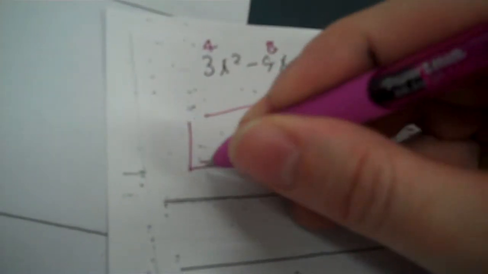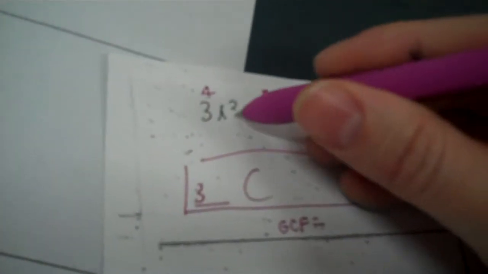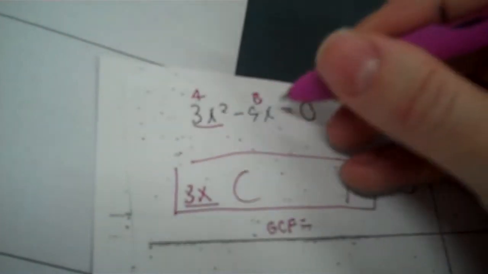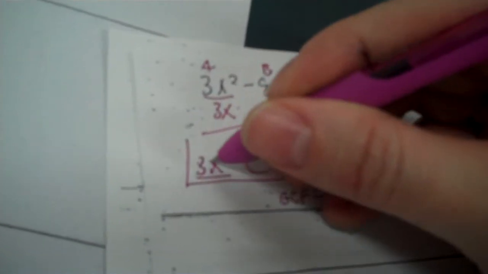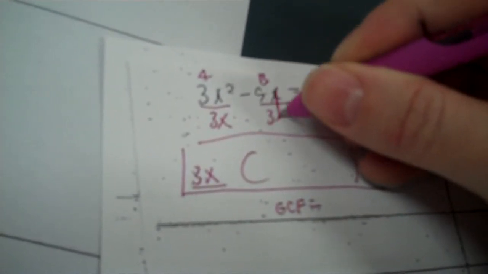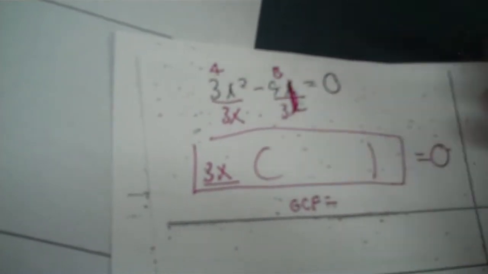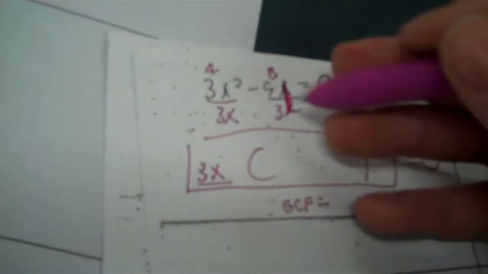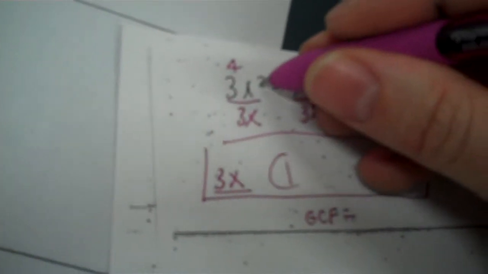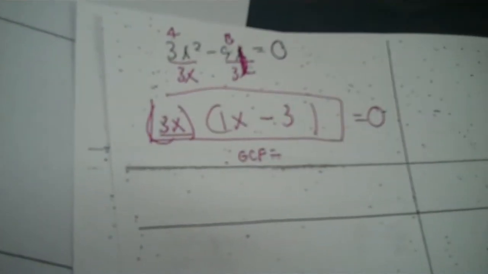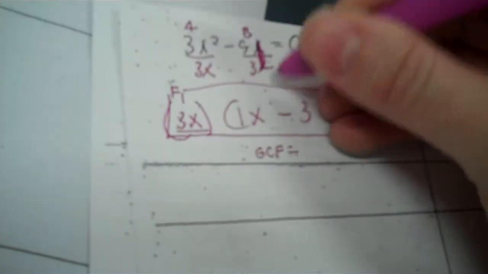So 3 and 9 would be in the third row. So 3, x squared and x, well, that would be x. I go up and divide both of them by 3x. Because if I'm pulling 3x outside, then both have to be divided by the same thing, 3x. So that's going to be 1. That's always x, and then minus 3. Now you have opened up the equation into two factors, where f1, f2.